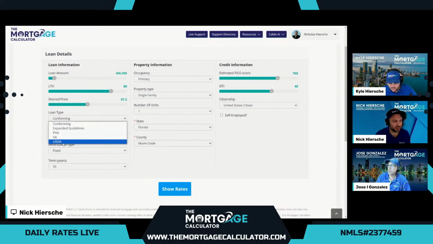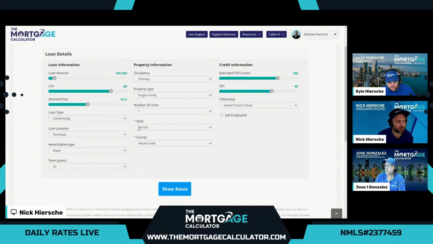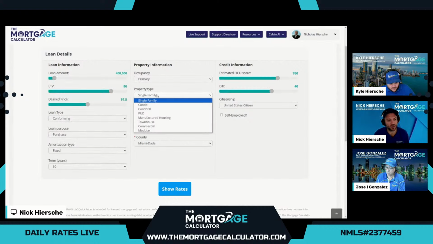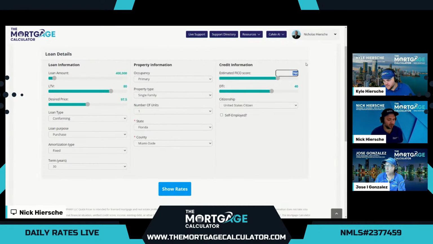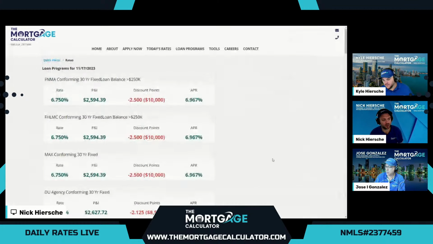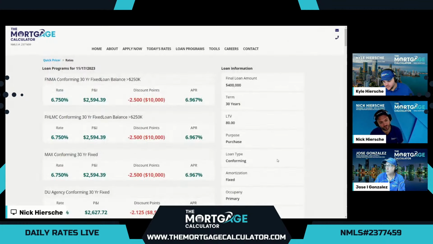We don't quote those live since not everybody is eligible for those programs. We'll start with conforming conventional here. We're going to do purchase, 30-year fixed loan, primary occupancy, single-family home, 1 unit, state of Florida, county Miami-Dade. And for all the demos here, we'll use an estimated credit score of 760 and an estimated debt-to-income ratio of 40. So with these settings, as we do every morning, let's check out the live action.